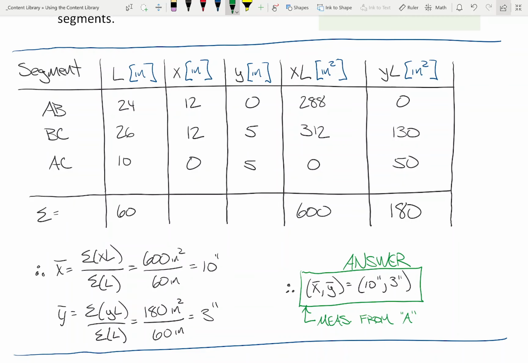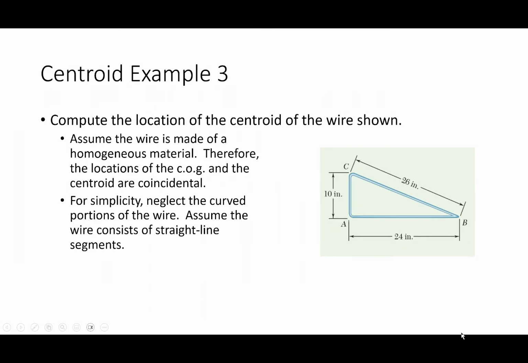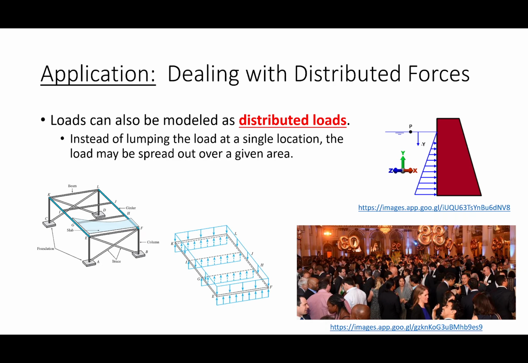Sound good? Okay. I want to turn our attention to an application of centroids that will expand our ability to perform assessments of static equilibrium. Okay? And this is something that I'm just sort of sneaking in, but I'll tell you that most practical analysis problems deal in distributed loads more than they deal in concentrated forces. Now I'm going to give you a civil engineering example, but I'm going to extend it to all areas of engineering. I want to talk about distributed loads.